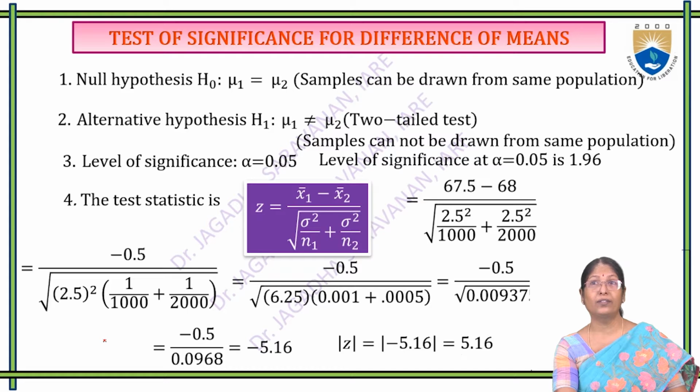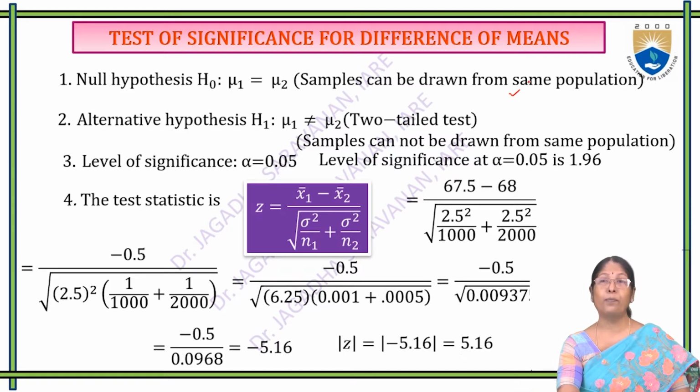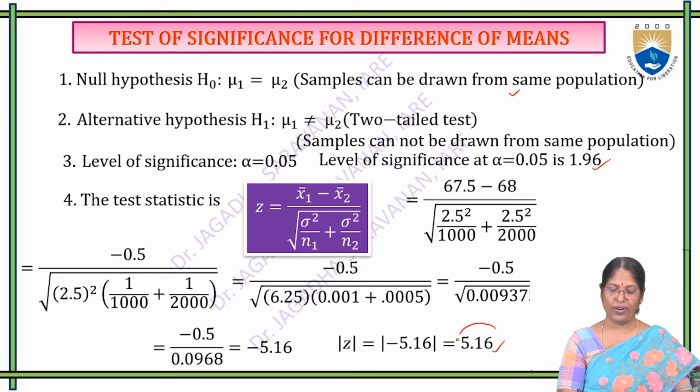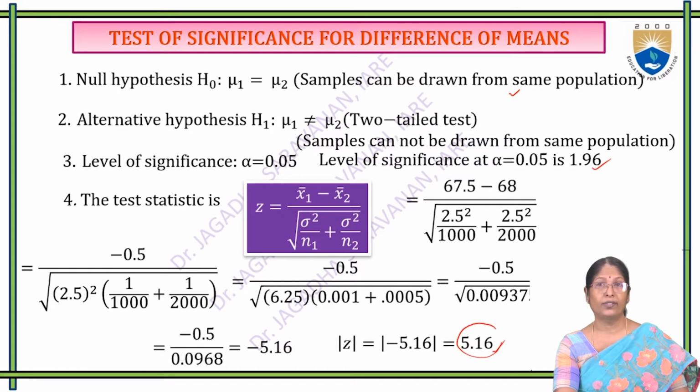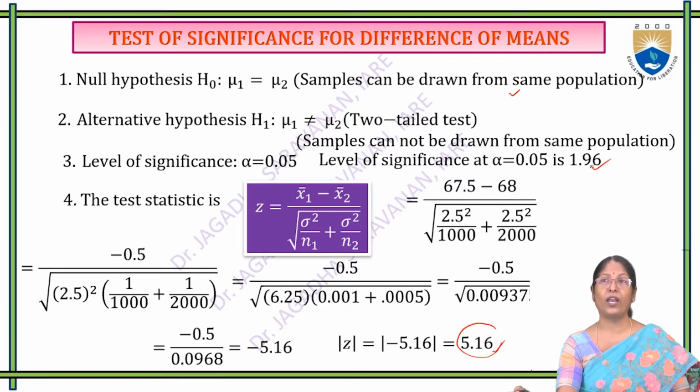So before going to the next slide, we can declare the statement we defined in our null hypothesis, that the samples can be drawn from the same population. Here our tabulated value is 1.96 and our calculated value is 5.16. It is rejected. One thing we have to be very clear about: if the calculated value of Z is more than 3, since the tabulated value is at most 2.58, it is compulsorily rejected. So in this problem also, the tabulated value is 1.96, which is less than 5.16.